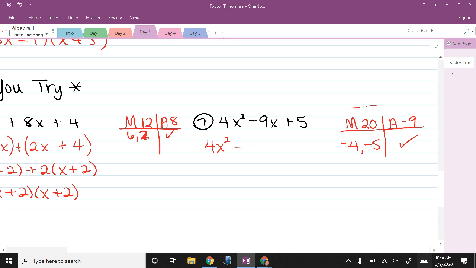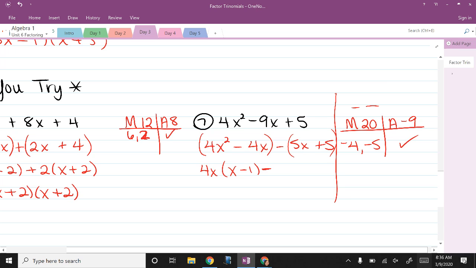So 4x squared minus 4x minus 5x plus 5. Split the middle term. Now I have 4 terms. I'll draw a line there. That kind of got into my table. And I'm going to group. So my GCF in my first group is 4x, and that leaves me with an x minus 1.